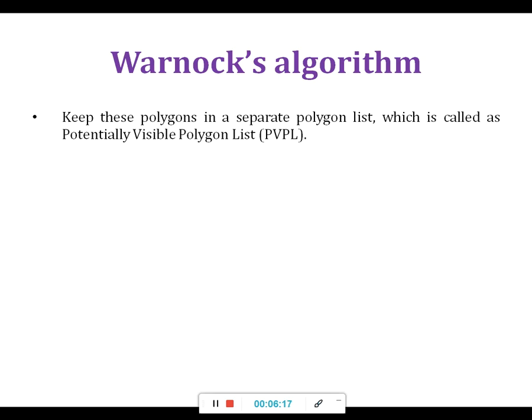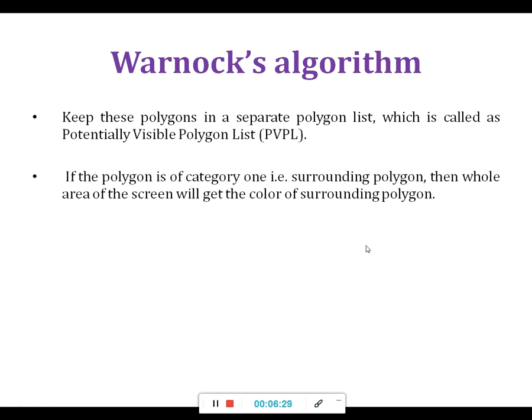Whenever we are going through Warnock's algorithm, we are just working on the PVPL. So what is this PVPL? Here we are making one list. Its name is PVPL, and the full form is potentially visible polygon list. In this, we keep the polygons in a separate polygon list, which is called the PVPL.